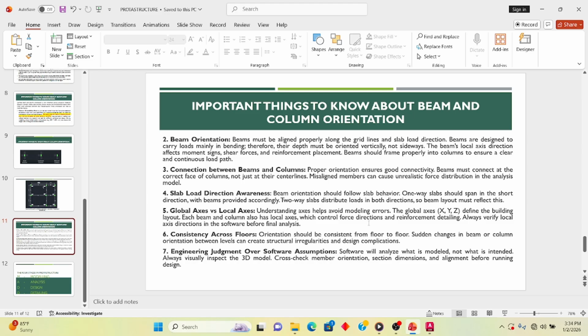So, engineering judgment over software assumptions. Make sure that you are in control as a structural engineer. You must be in control of the software itself. Now, cross-check member orientations, section dimensions, and alignment before running your design.